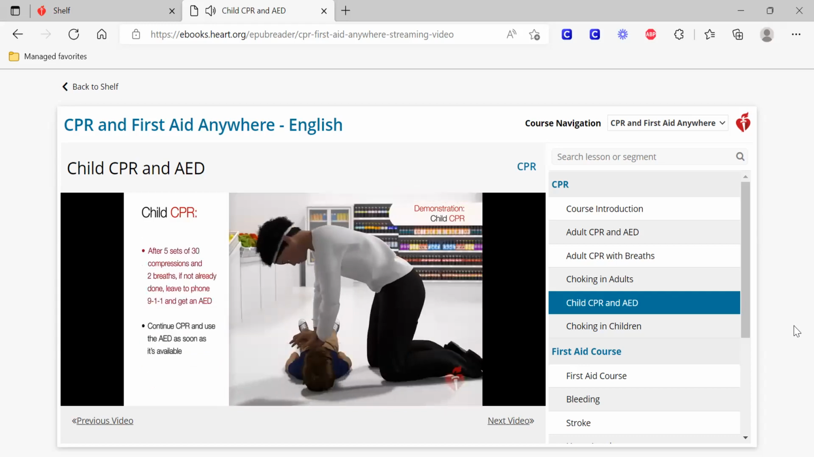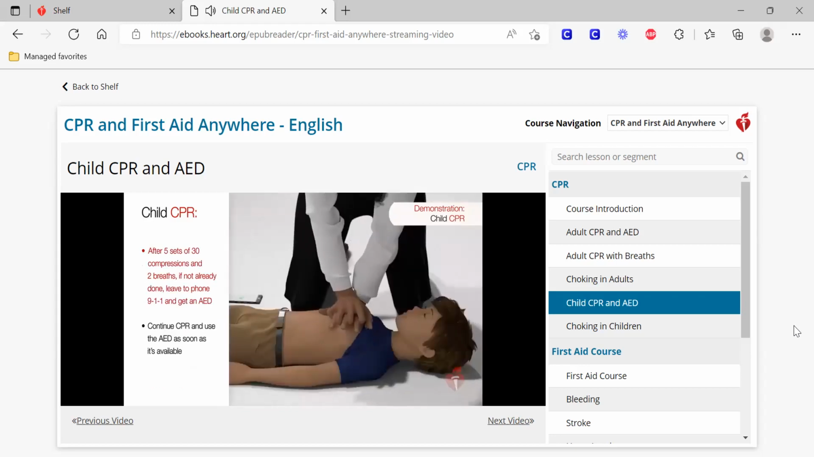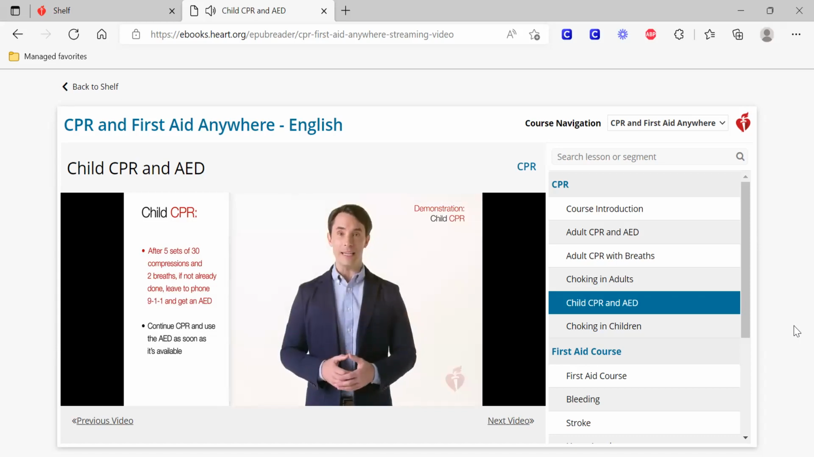After 5 sets of 30 compressions and 2 breaths, if you're alone and no one has phoned 911, leave the child to phone 911 and get a nearby AED. Continue CPR until the AED arrives, medical help takes over, you physically can't continue, or the child starts to respond.